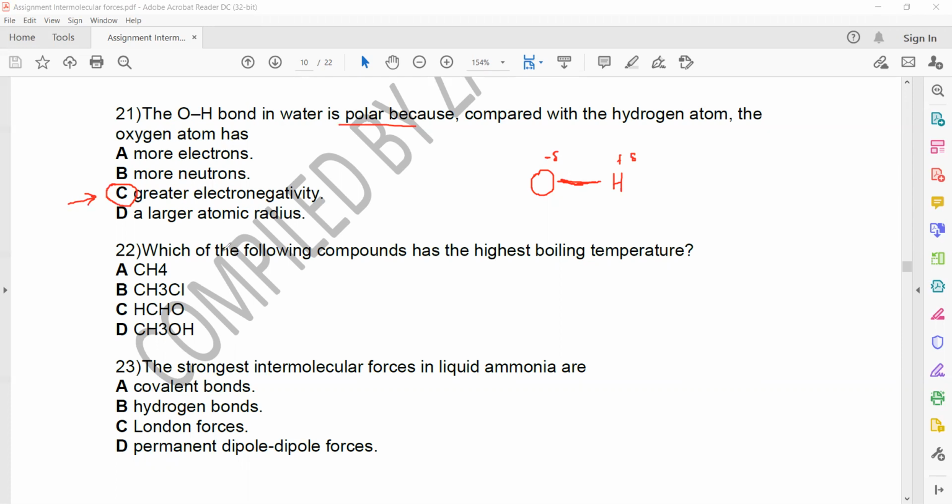In question 22, which of the following compounds has the highest boiling temperature? When we work out the boiling temperature, we have to check the type of forces present. Like CH4, methane, as it's a non-polar molecule, it will have dipole-induced dipole forces or London dispersion forces. CH3Cl, the bond will be polar as well as the molecule will be polar as well. So it will have dipole forces.